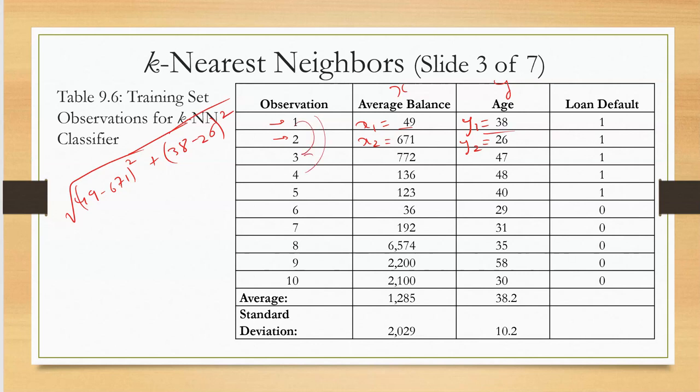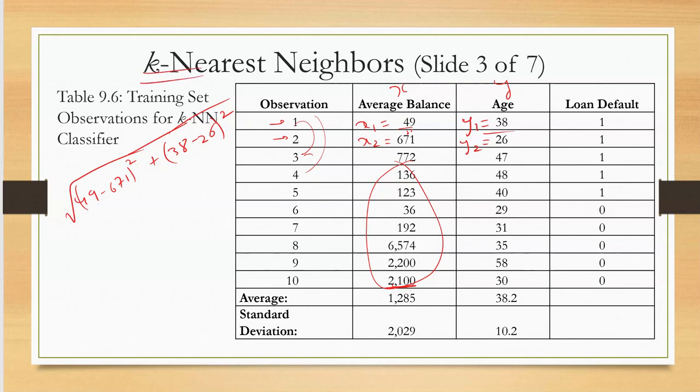Now notice one problem with this measure. Average balances have a fairly high magnitude. So if we were to square the distance, for example, square the distance of 49 and 2100, we will get a very large positive number. And that number might dominate the distance measure.